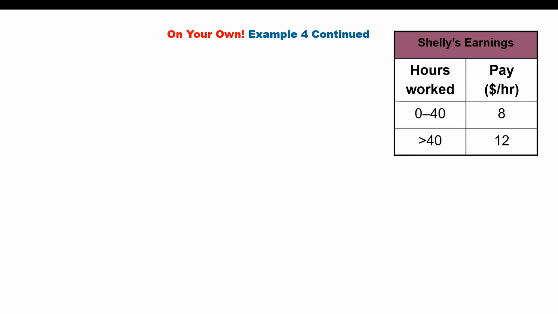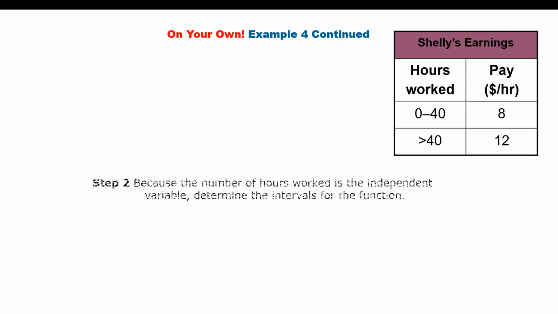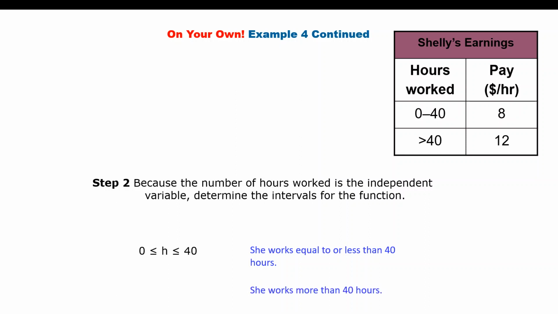So step 2, we're going to take our same table that we already made, and because the number of hours worked is the independent variable, we're going to determine the intervals for the function. So she works equal to or less than 40 hours. Her interval is going to be the hours is greater than or equal to 0 and less than or equal to 40, written like that. And then if she works more than 40 hours, her interval is just h is greater than 40. So let's keep that information in line and move on to step 3.